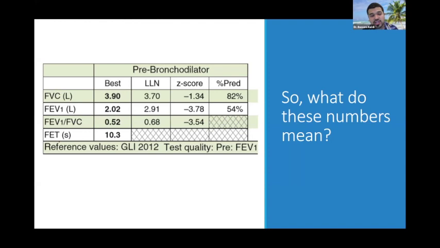If you see actual reports, you'll see more data presented. There's a lot of debate and a lot of studies that confirm or deny the validity of different measures. So this is what there's agreement upon. And this is what you really need to know and what helps you. So the best is the patient's best effort. Again, we said he'll usually do 3, if not more, in kids. And then we'll document the best efforts. We'll talk about the LLN, which is the lower limit of normal with that Z-score. And then the percent predicted.